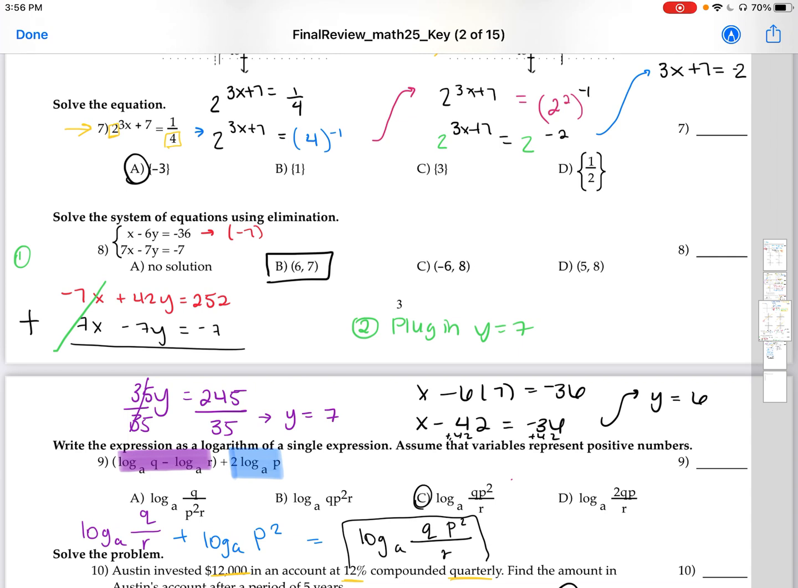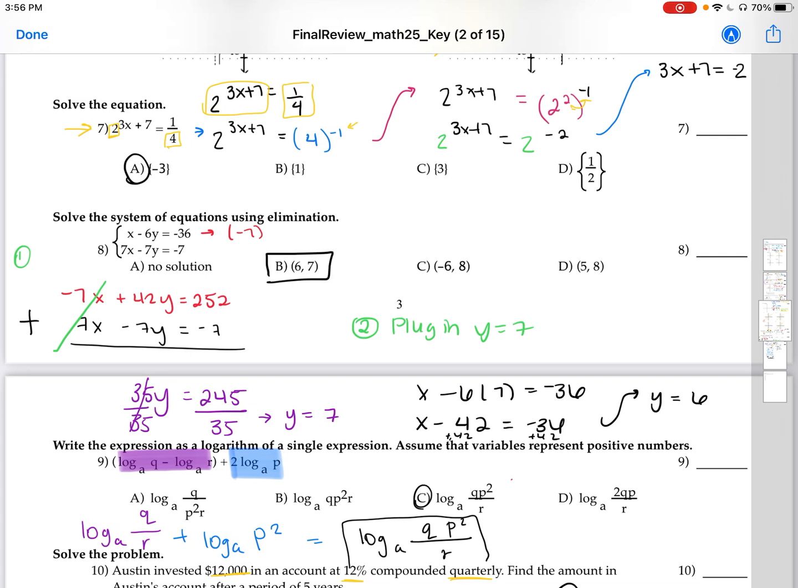So on the left-hand side, I have a 2, so that can stay the same. I have a 4. I can get it out of a fraction form by using a negative exponent. And lastly, you can get a 2 by replacing that 4 with a 2 squared. Remember, when we have an exponent raised to an exponent, they multiply.